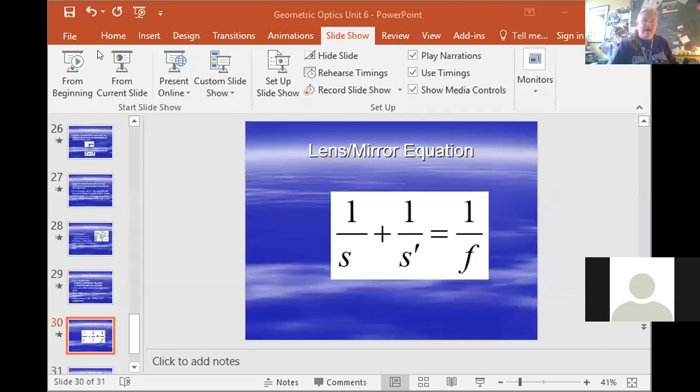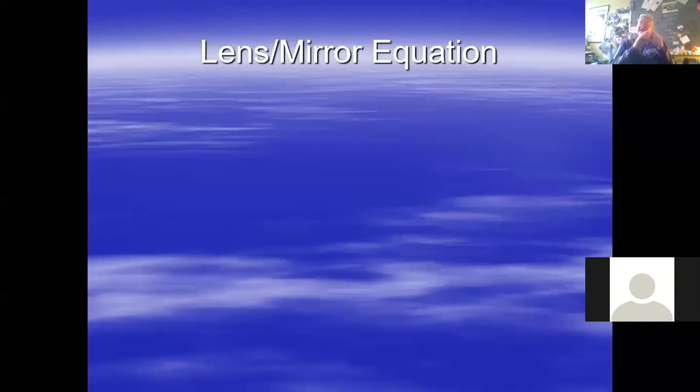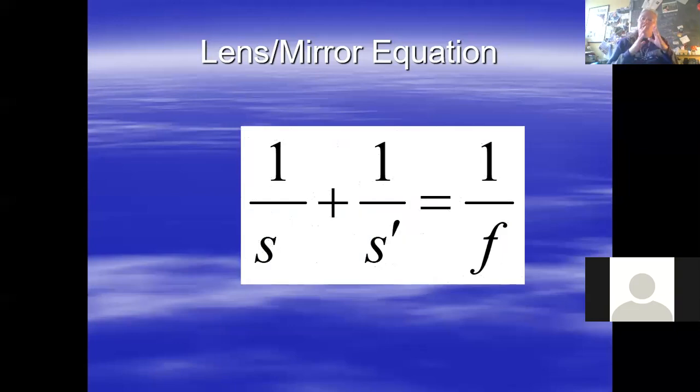Okay, so I'm going to go back to our notes, and now what we can do with lenses and mirrors is we can also back up our ray trace with mathematics. Okay, so we can take the same information that we have from the ray trace and we can back it up mathematically. So what this equation does is it lets me figure out where an image will form.